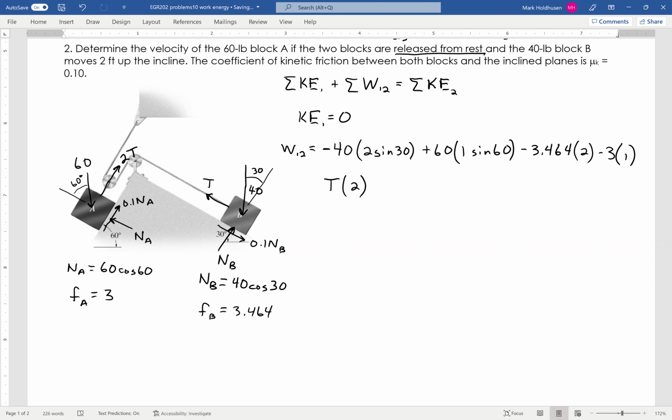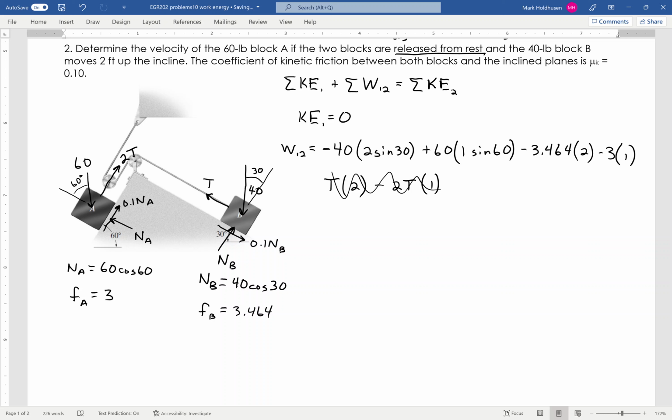On A, I have 2T, but that's only over 1 foot. And again, that tension, the 2T, is in the opposite direction of motion, so that becomes negative. So T is over 2 feet, and the other is 2T over 1 foot. One is positive work, the other is negative work, because one is in the same direction and one is in the opposite direction. So 2T minus 2T, those go away, and I don't even really need to worry about what those are.